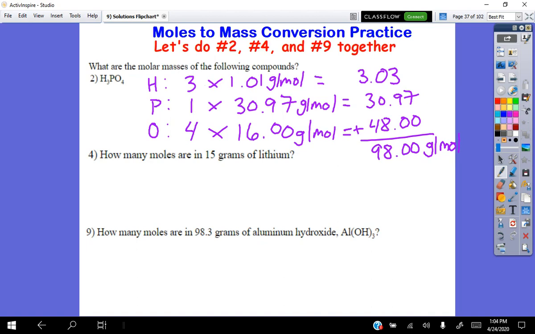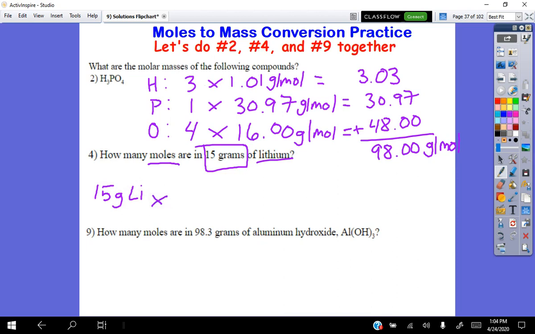So first, let's identify what the question's asking for. Here it's asking for how many moles. And then our starting point, we are given 15 grams. Not just any 15 grams, 15 grams of lithium. So we're going to start with 15 grams of Li.